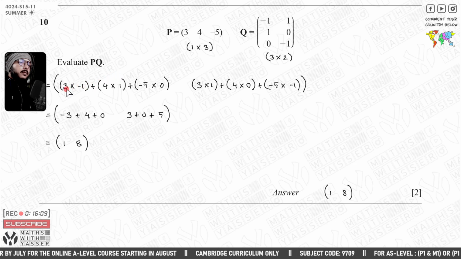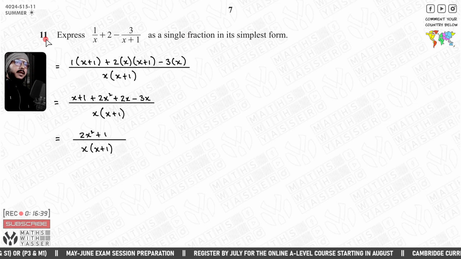So we need to multiply 3, 4 and -5 with this column, and we need to sum them as well. Then again we have to multiply 3, 4 and -5 with this column and also sum them. Simplifying, we get -3 plus 4 plus 0, 3 plus 0 plus 5, which gives us 1 and 8. Question number 11.